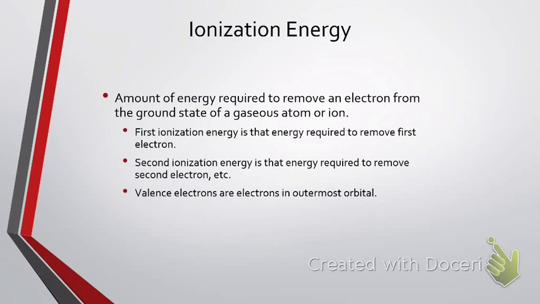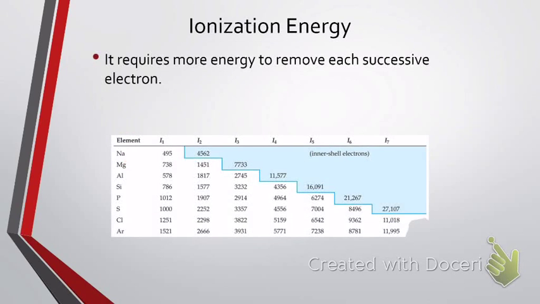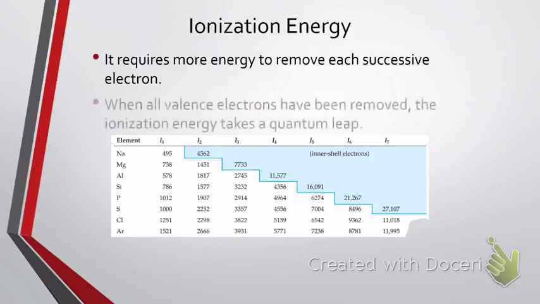So now let's look at the trends that you can see in ionization energies. This should make sense. It always takes more energy to remove the second electron than it does the first. You don't have to take as much energy to remove a first electron. It takes more for the second, more for the third, fourth, fifth, sixth, seventh, and eighth. Okay, and that's what this table here is depicting. What happens is whenever all the valence electrons have been removed, it takes a huge amount of ionization energy to take the next electron. So let's see what I mean here.